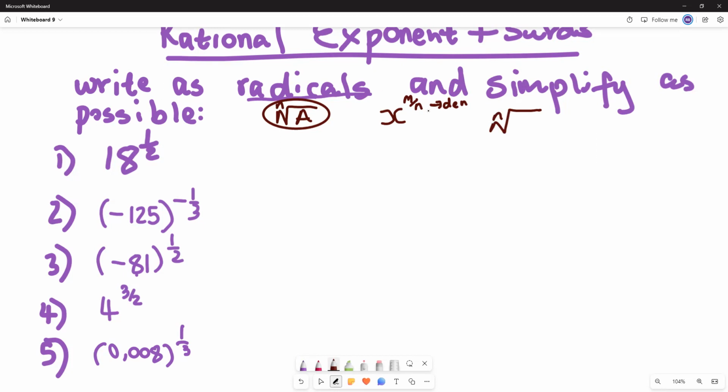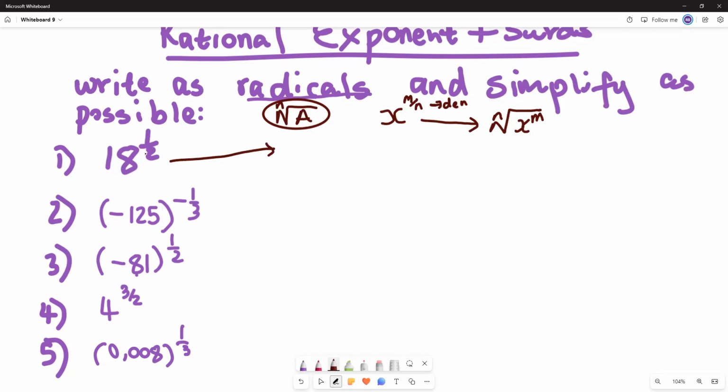If this was over 2, it means you have a square root. If it's 3, you have a cube root. And then you're going to have x to the power m inside the bracket. That is just the simple idea of converting exponential expressions into radicals.